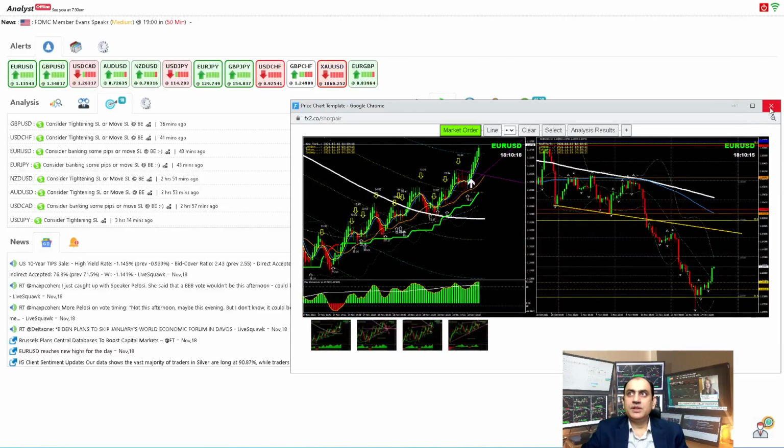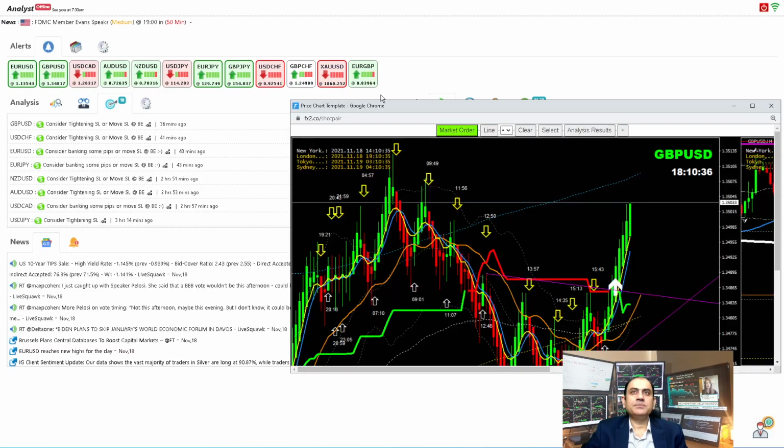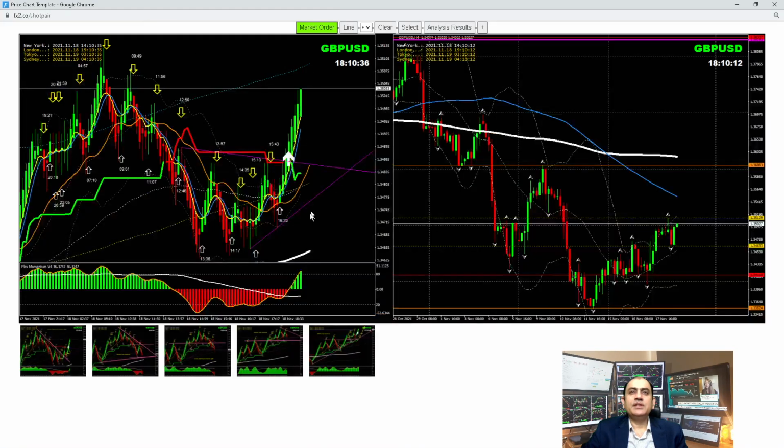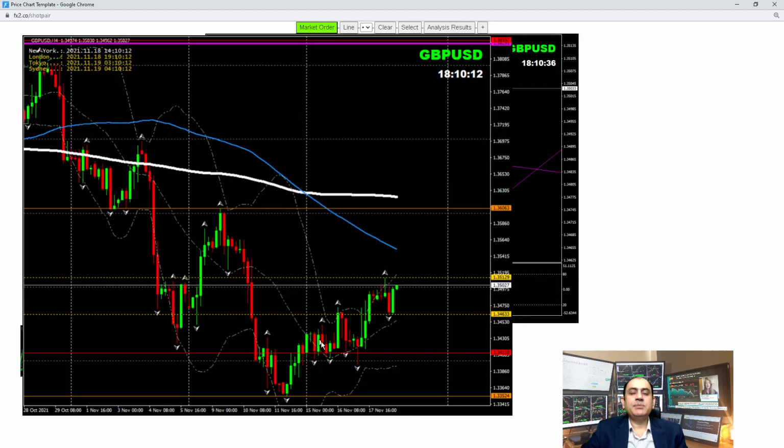Okay, let's move to the Pound Dollar. We had a quite interesting one, we just had another long trade recently, and let me share with you the 4 hour chart. As you can see, at the beginning of the week we were long on Pound Dollar.